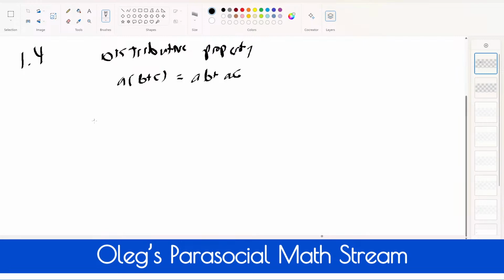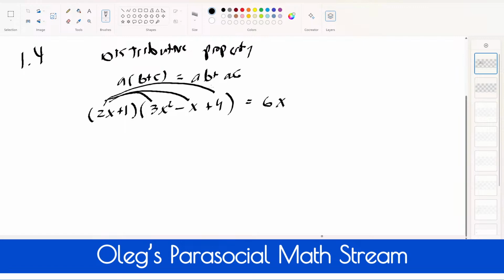So we're going to find a product. We're going to say 2x plus 1 times 3x squared minus x plus 4. All right, so we're going to distribute this. So we're going to say 6x, and we're going to go here, here, here, and then here, here, here. So this is going to be operation 1, this is going to be operation 2.